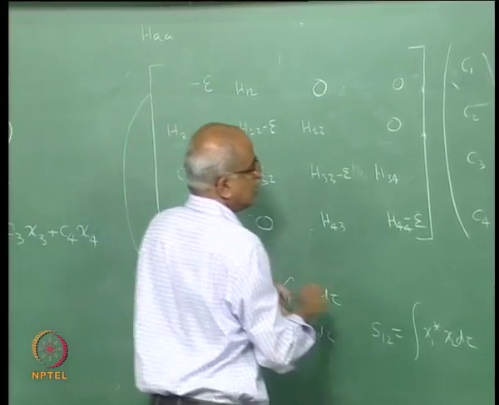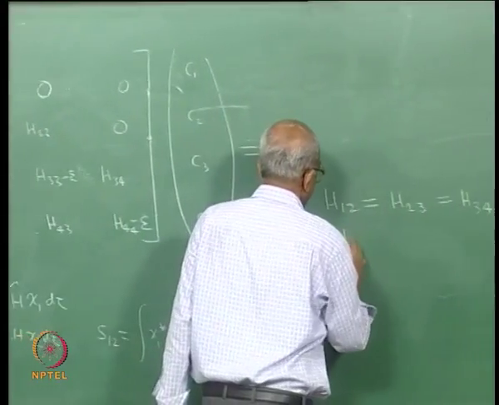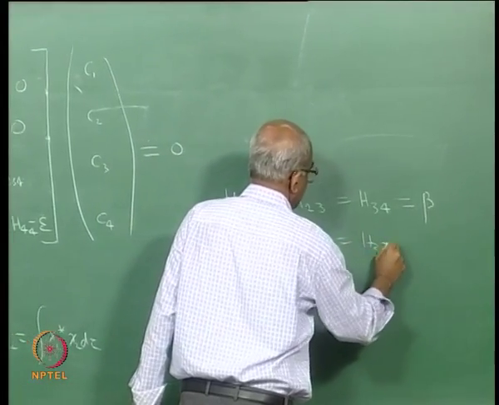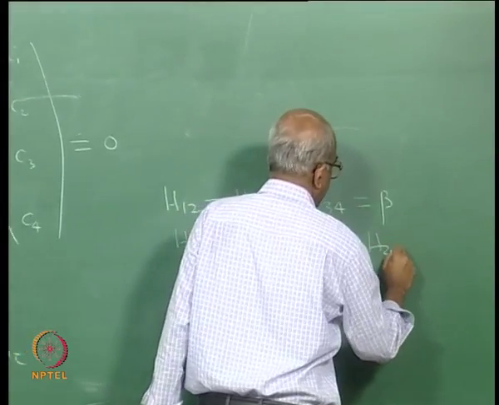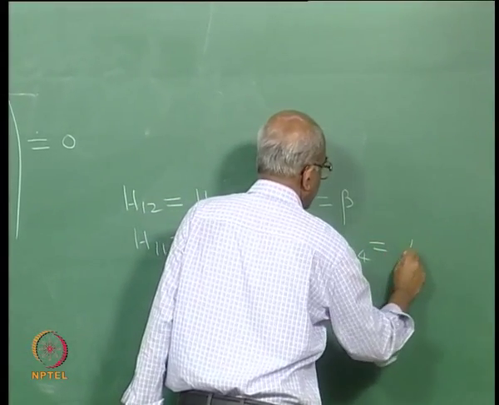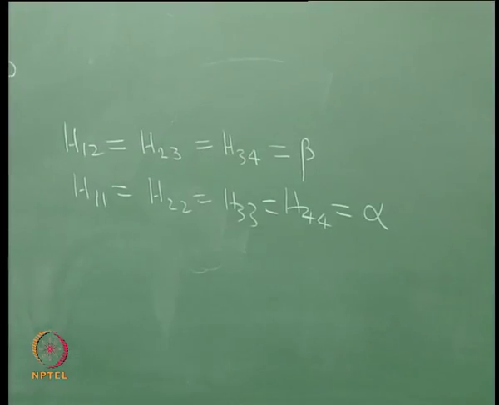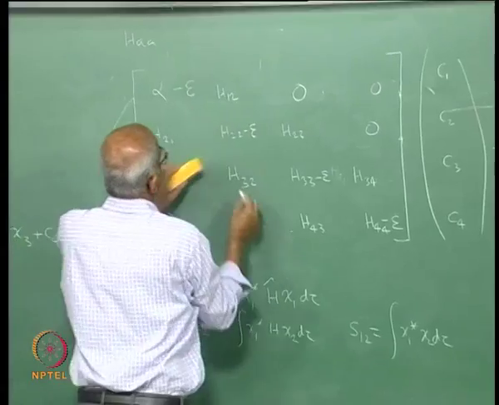I am making the assumption that H11 is equal to H22, equal to H33, which is equal to H44, and I am going to say they are all equal. I shall denote them by the symbol alpha. So let us now say, okay, this is alpha.